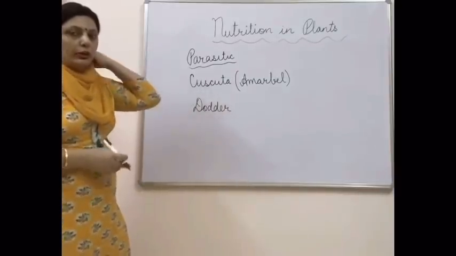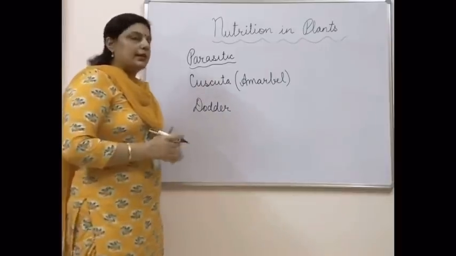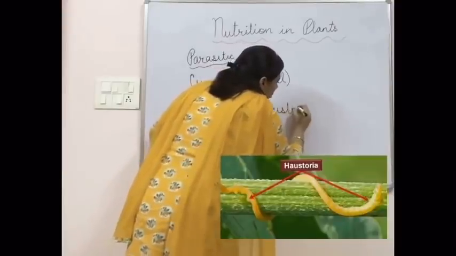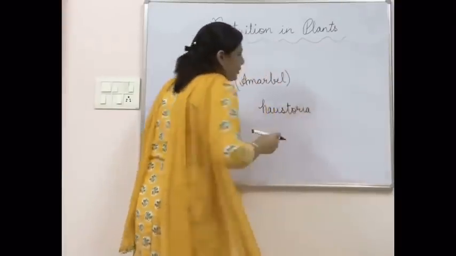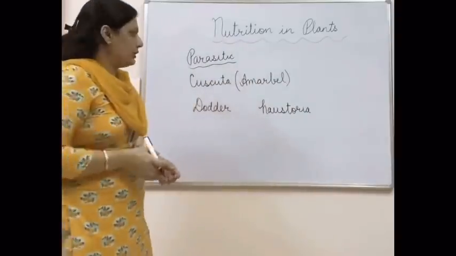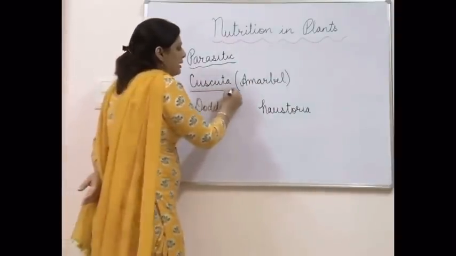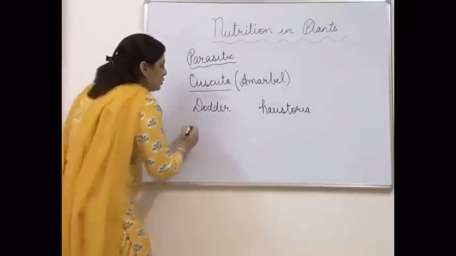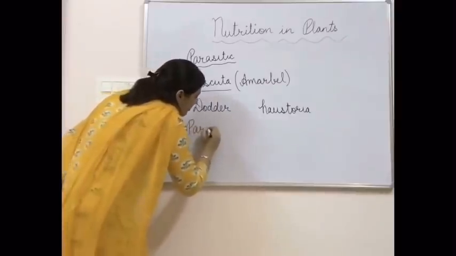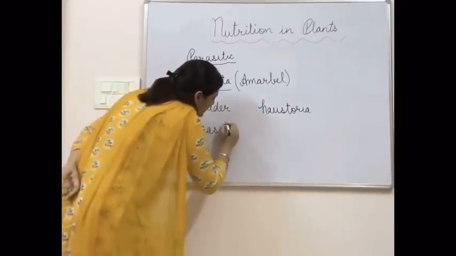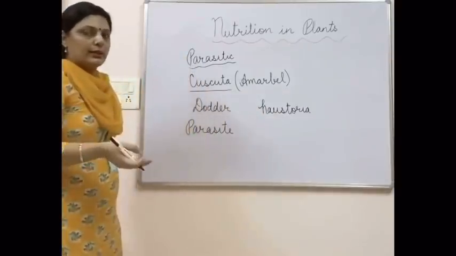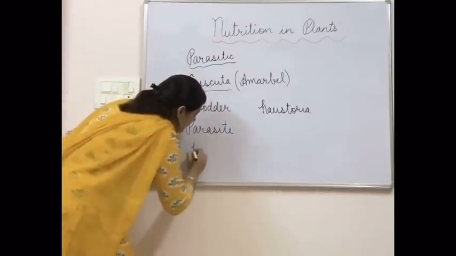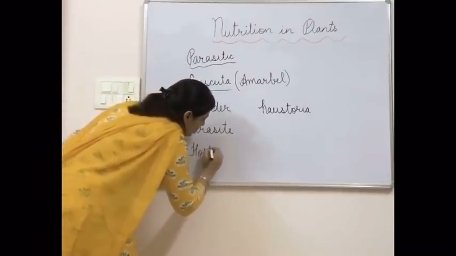tubular structure. Now that tubular structure is its stem, and it has roots which are called haustoria. These roots pierce or enter the plant on which the cuscuta is climbing, and they suck nutrients from there. So this cuscuta is the plant which is called a parasite. Parasite, because it is taking nutrients from the other organism and harming that organism. And the organism from which the parasite takes nutrients is called the host.